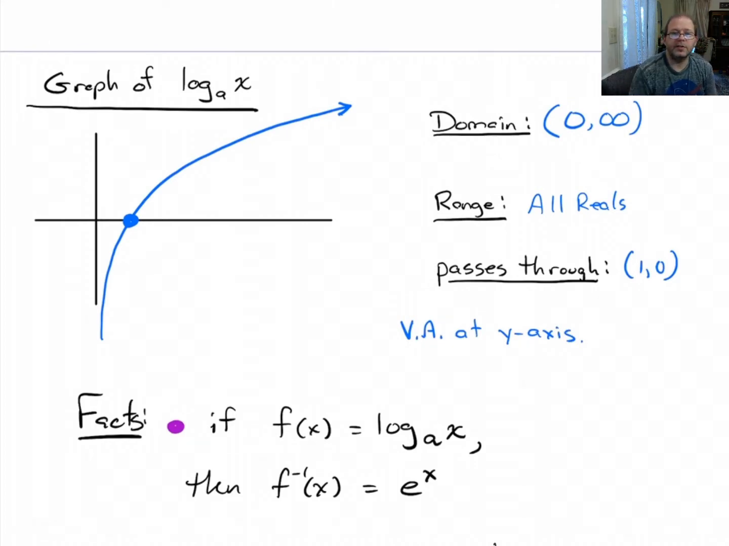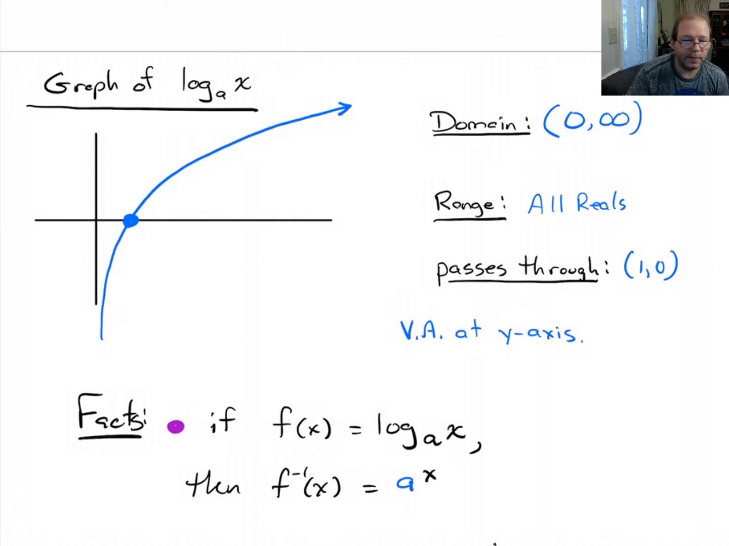And some interesting facts down here. This first one is the one I really want to concentrate on, because the other two facts below are consequences of this. If f of x is log base a of x, then the inverse is, and I've got an error here, it's not e to the x, the inverse is a to the x. We'll talk about e later.